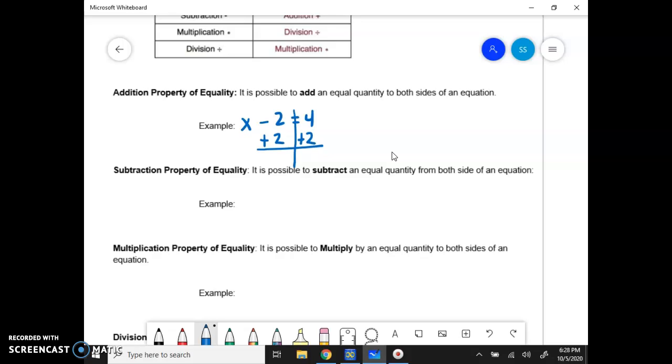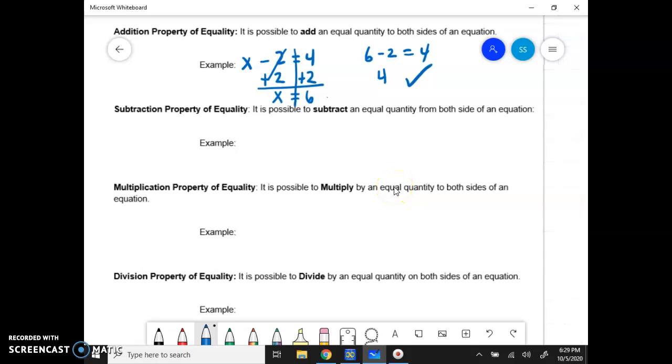Negative 2 plus 2, that cancels out, that's 0. So we just drop down this x, we get x is equal to 4 plus 2 is 6. And the beauty of equations, we can always look back to the original problem. x minus 2 is equal to 4. Does this check out? 6 minus 2 equals 4. Is that true? It sure does. So that checks out. So really there's no reason why we should ever miss these problems because we can always go back in and check our answers.